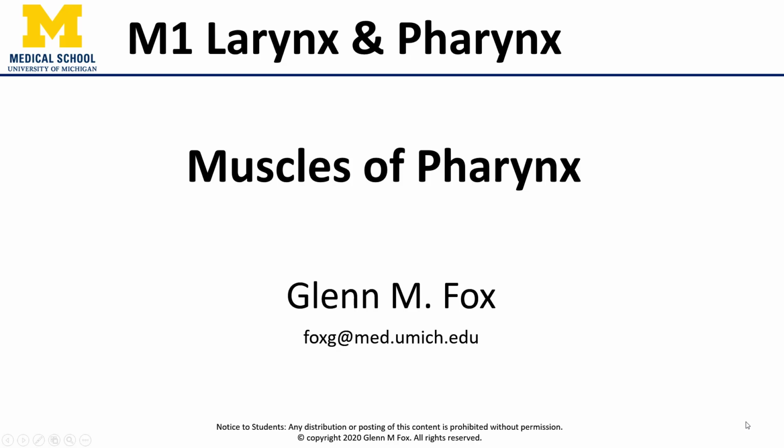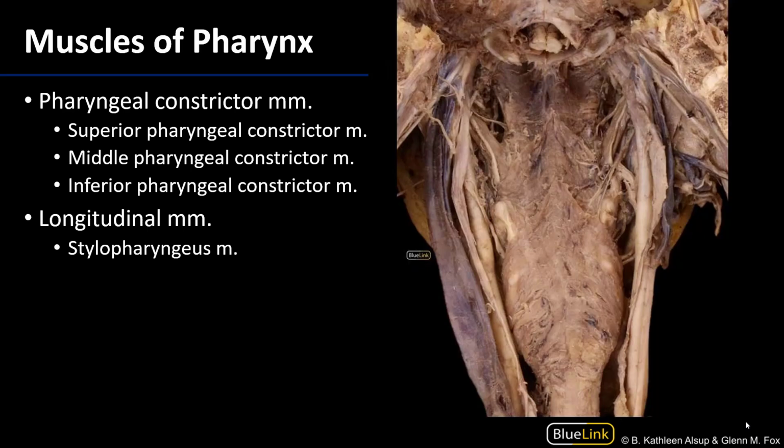Hi, let's talk about the muscles of the pharynx. As you may recall, the muscles of the pharynx may be divided into two groups. There are the pharyngeal constrictor muscles and the longitudinal muscles, and each of these groups has three constituent muscles.